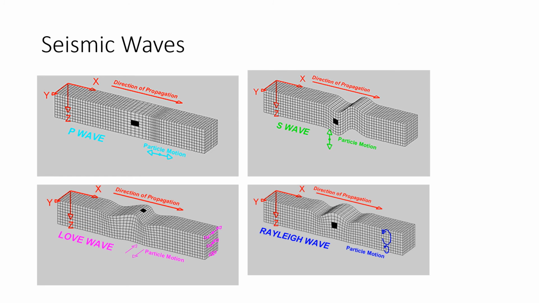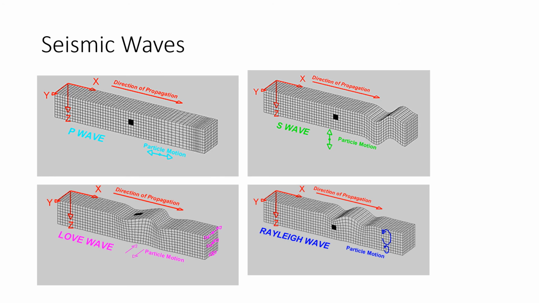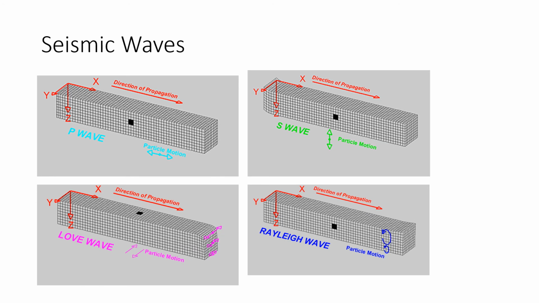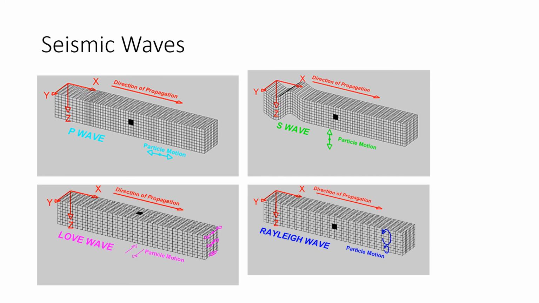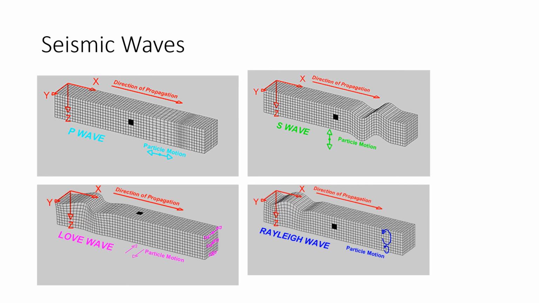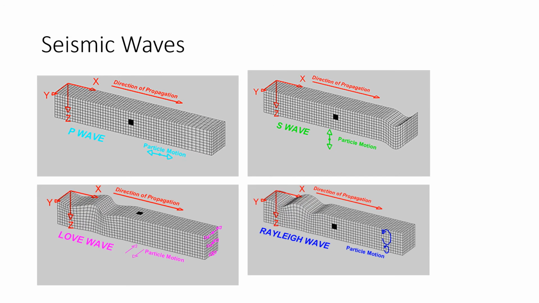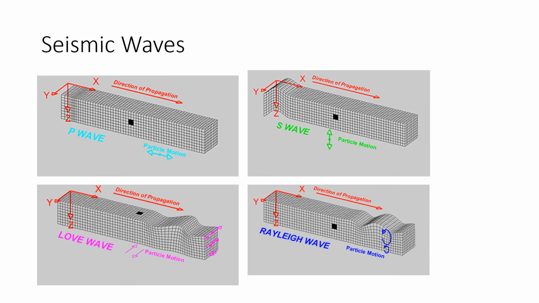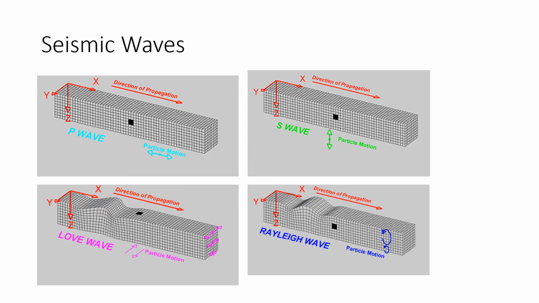Now, this is just a visualization of the different types of seismic waves. On the upper left is your P wave, which involves compression, as you can see here in the square, which is undergoing compression when it is hit by the wave. On your upper right is your S wave or shear wave. So it undergoes shearing. The ground is moving up and down as it propagates. And then the bottom left is your Love wave, which is going sideways. So it's moving sideways as it propagates. So it looks like a snake.